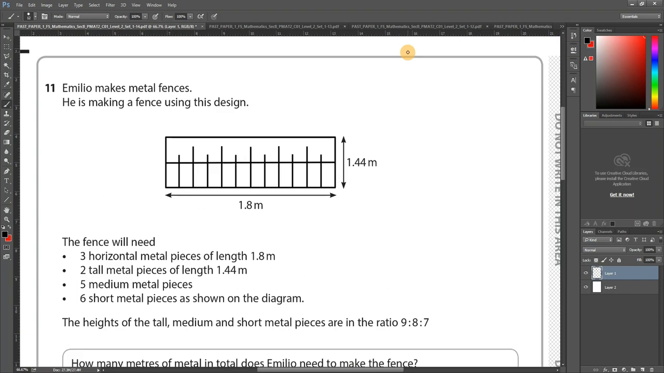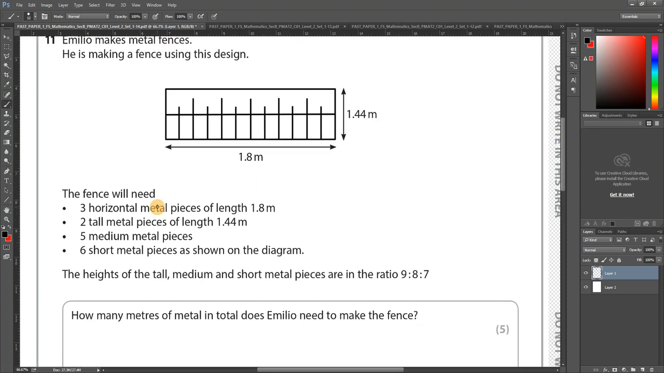Question 11. Emilio makes metal fences. He's making a fence using this design. The fence will need 3 horizontal metal pieces. So it looks like it's these. Can you see these horizontal ones? You've got one at the top, one in the middle, one at the bottom there. There are the 3 horizontal pieces of length 1.8 meters. Yep. 2 tall metal pieces of length 1.44. Those are the ones on the ends here. That one and that one.